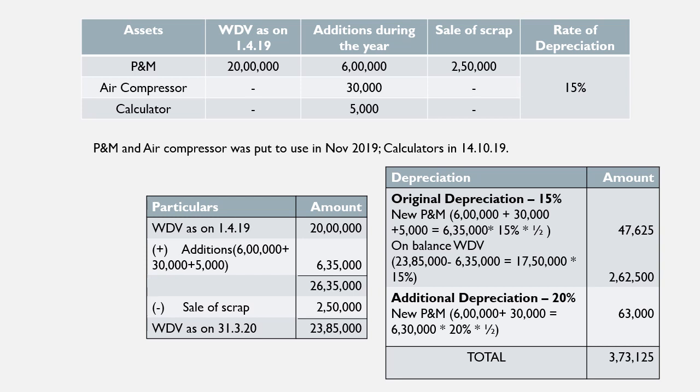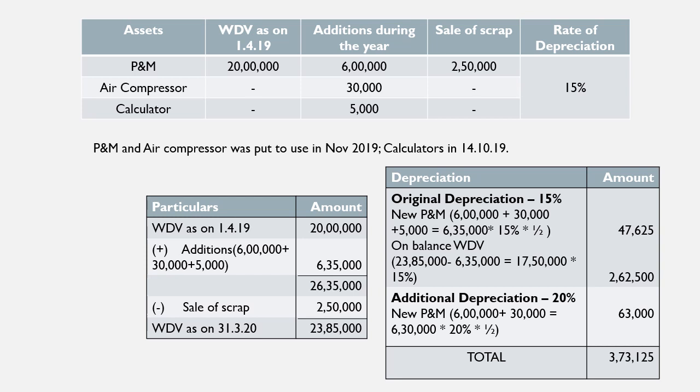Next, we know the total written down value is 23,85,000, of which we have already charged depreciation of 15% on 6,35,000. So balance written down value is only 17,50,000 and 15% depreciation will be charged on this written down value. Here it amounts to 2,62,500.